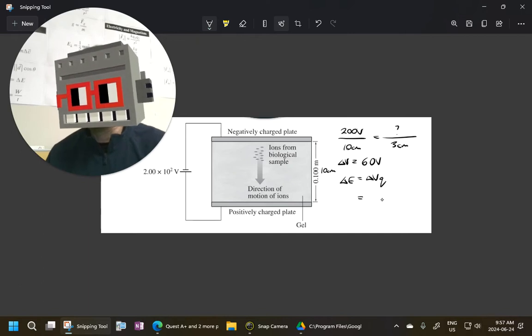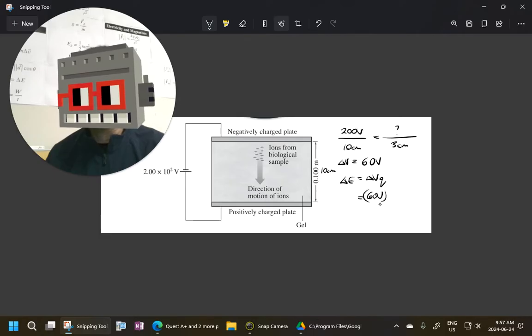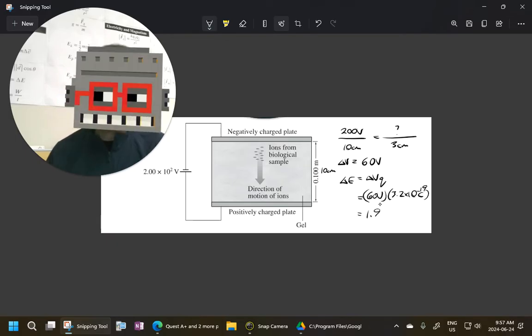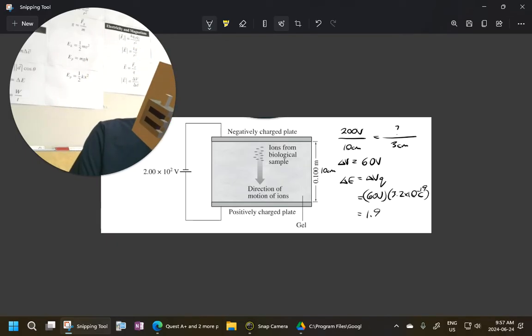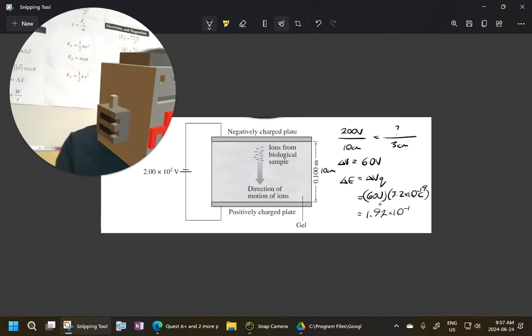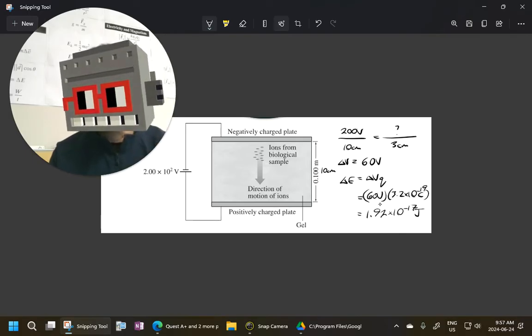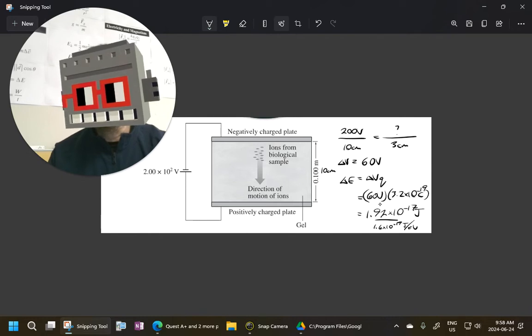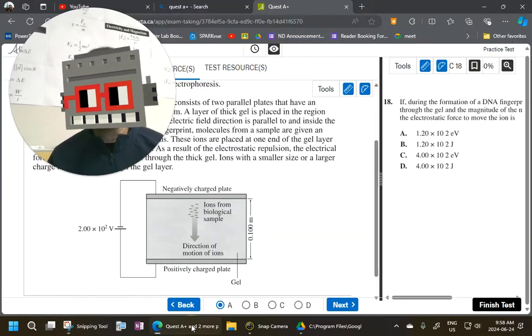So we have to do that first. Let me just write some stuff down here so you see what I'm talking about. 60 volts times the 3.2 times 10 to the negative 19. And that's going to get me this 1.92 times 10 to the negative 17 joules. That's not anywhere on there, so what I had to do is divide by this 1.6 times 10 to the negative 19 joules per electron volt number, and that's going to change it into the 120 that we had. Sweet.